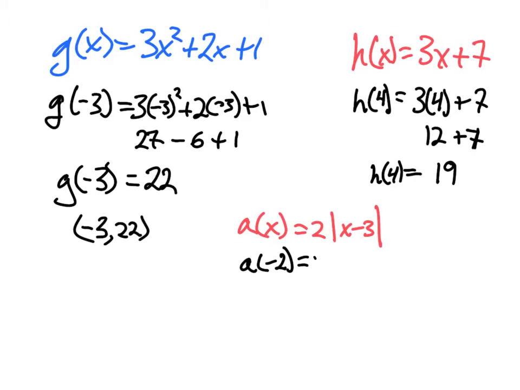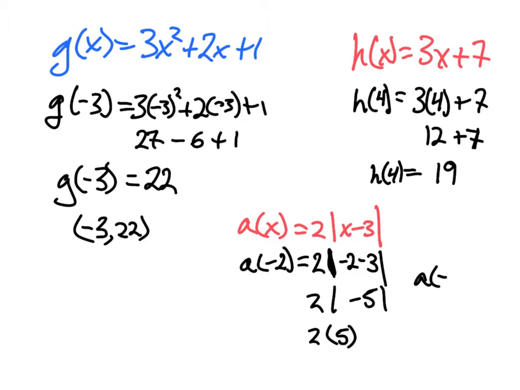Plugging in a of negative 2, I get 2 times the absolute value of negative 2 minus 3. Negative 2 minus 3 is negative 5, but I'm taking the absolute value of that. So I have 2 times positive 5. So a of negative 2 is 10. The coordinate point would be negative 2, 10.